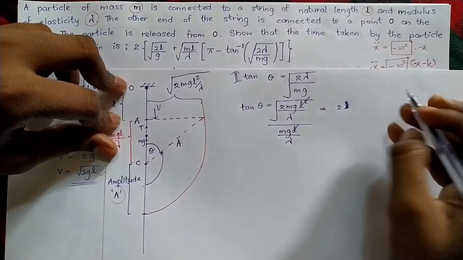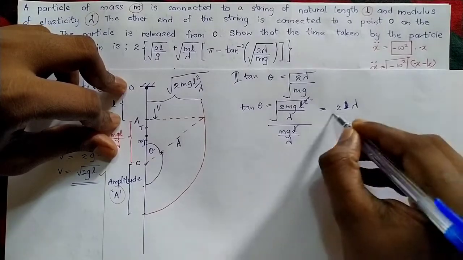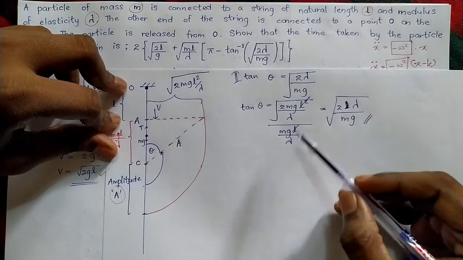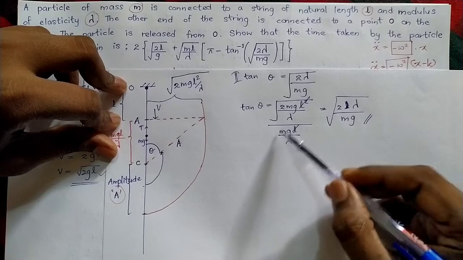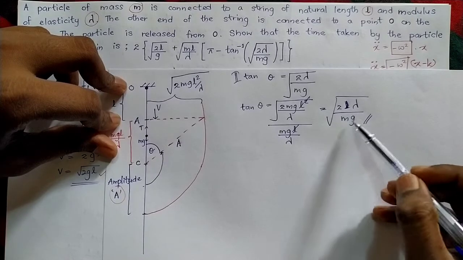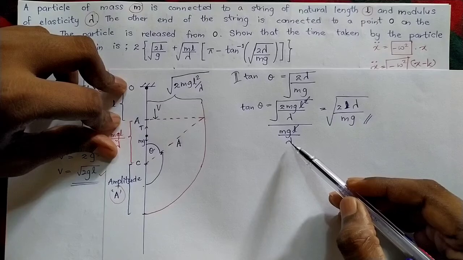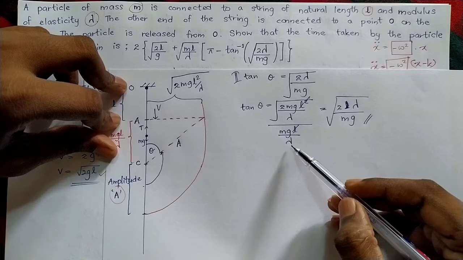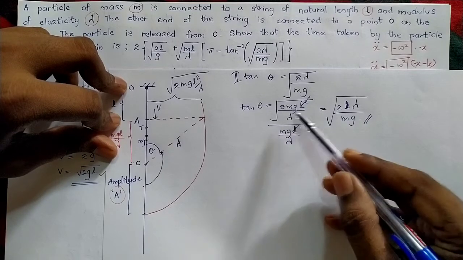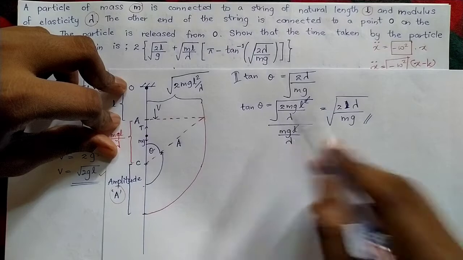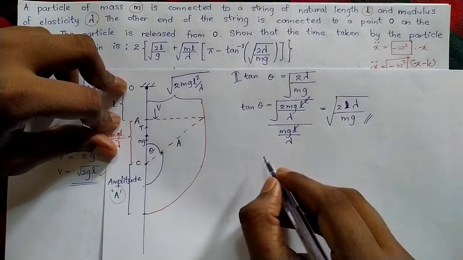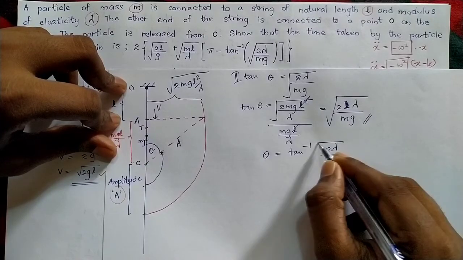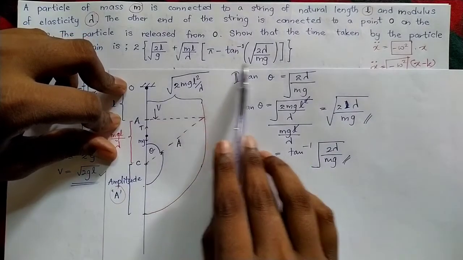Here we have only 2 lambda over mg, square root. The square root mg gets cancelled with one of the square root mg's in the denominator, then one square root mg is remaining. Then this square root lambda gets cancelled with this lambda, then one square root lambda is remaining, that is going to the numerator. Square root 2 is there. Then theta is equivalent to tan inverse of square root of 2 lambda over mg. So that is what we have here.